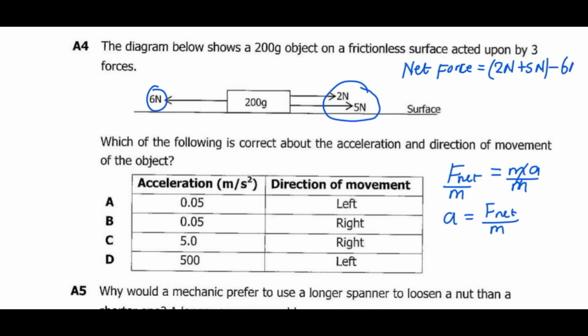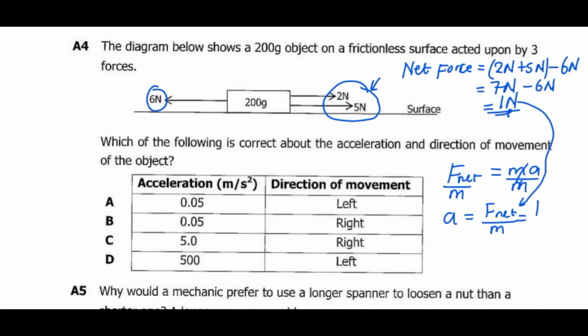And the easiest concept is whenever you have 2 or more forces that are pointing in different directions, to find the net force, you just have to solve for the difference. So 2 newtons plus 5 newtons gives us 7 newtons, minus 6 newtons. So here we are going to have 1 newton as the resultant force. So we can now put this 1 newton here.